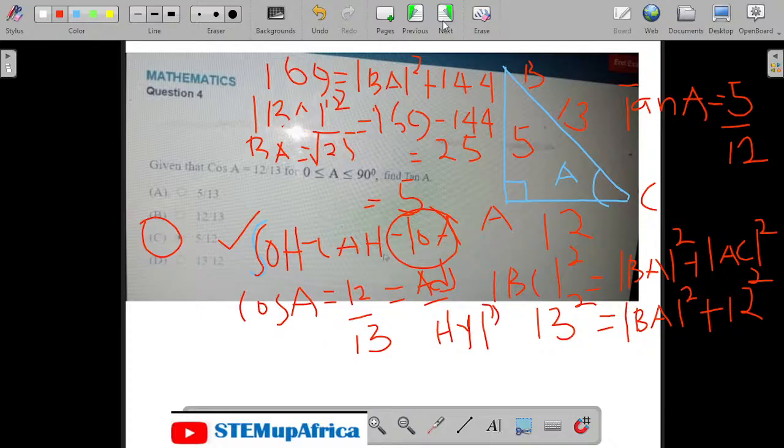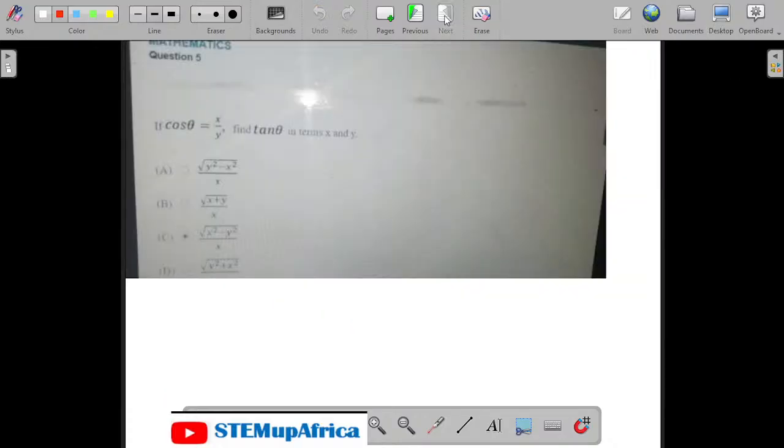So next question. Exciting. See if this is similar to what you just did. If cos theta is y over x, find tan theta in terms of x and y. So from your SOHCAHTOA, just as we did earlier, our cos is adjacent over hypotenuse.